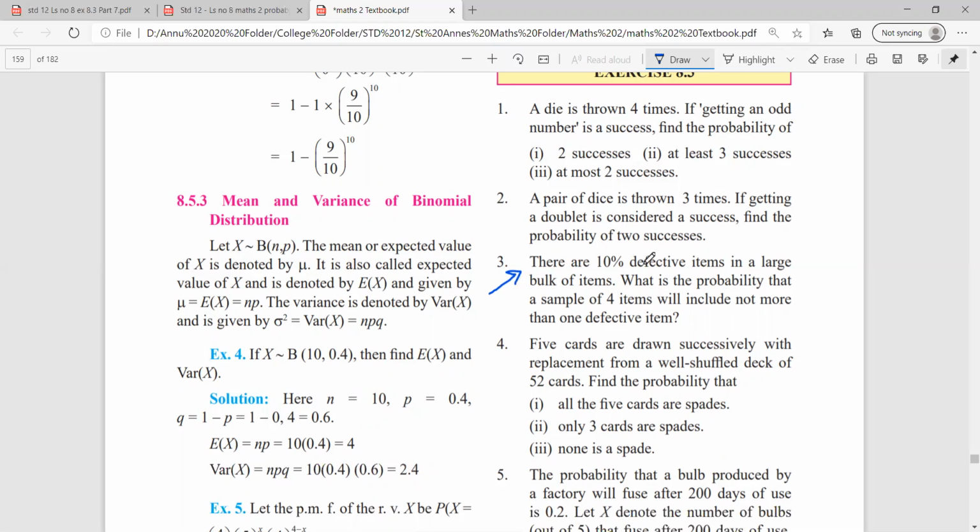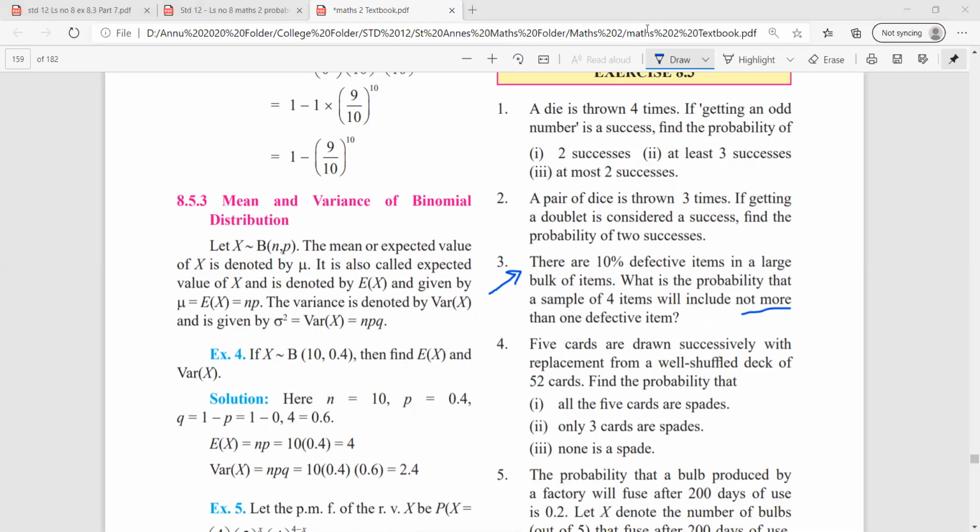There are 10% defective items in a large bulk of items. What is the probability that a sample of 4 items will include not more than one defective item? So class, as you all remember, I told you, when we are solving sums on binomial distribution, you have to remember that you should have 3 alphabets. That is N, P and Q. So let's first identify what the 3 alphabets are.